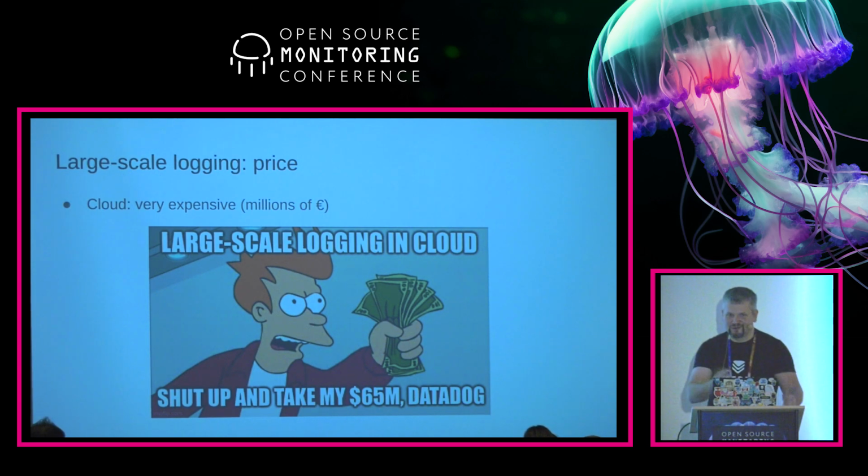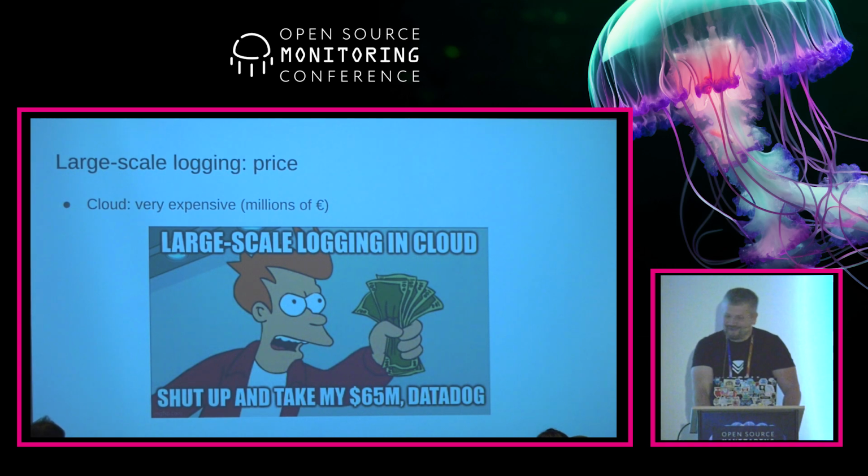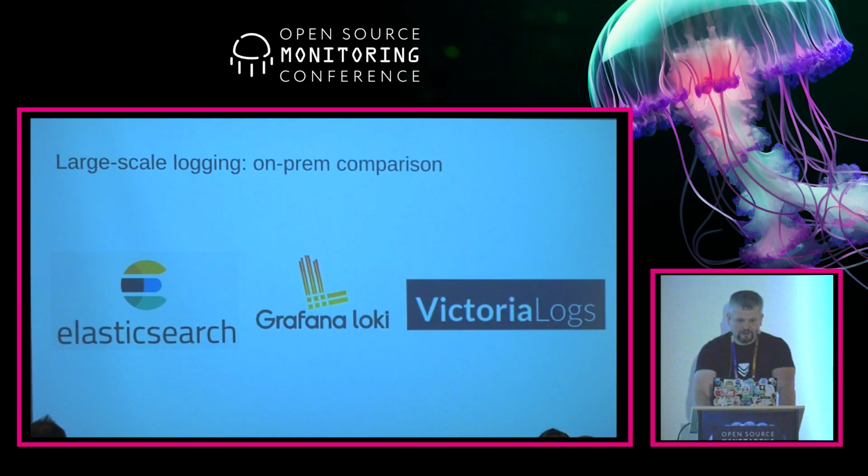What about pricing at large scale? At low scale, cloud pricing is quite low. And what about large scale? Cloud pricing is very expensive. I think you heard the recent story about Datadog, when one of its clients paid them $65 million. So it may be very expensive at large scale. And the on-prem solution's pricing depends on the solution and on the setup of the solution. Let's talk about this right now.